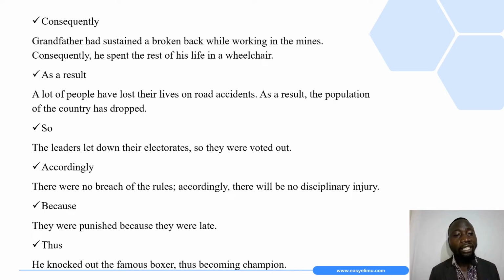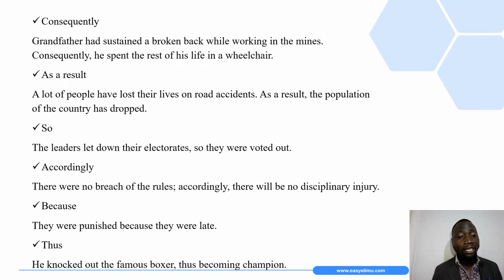Another example is consequently. The example in the sentence is: grandfather sustained a broken back while working in the mines. Consequently, he spent the rest of his life in a wheelchair. Again, this tells us the reason why something happened. The reason why the grandfather spent the rest of his life in a wheelchair is because he sustained a broken back while working in the mines.